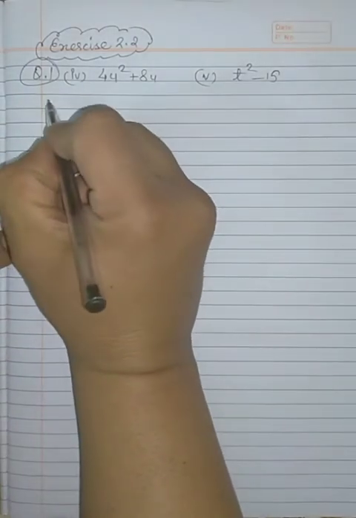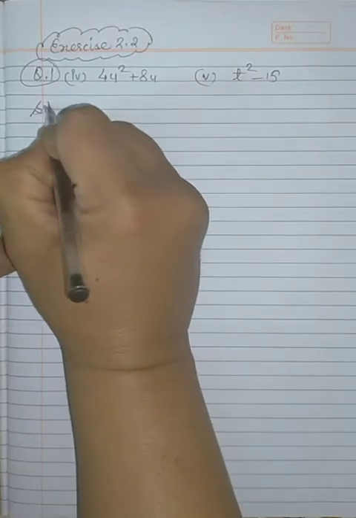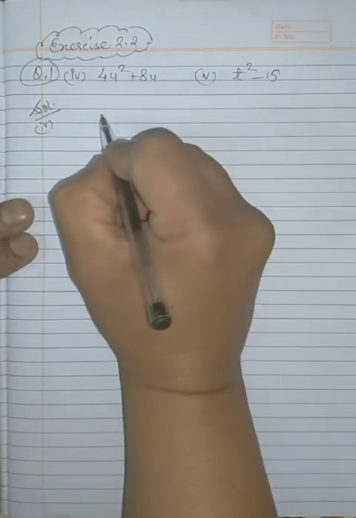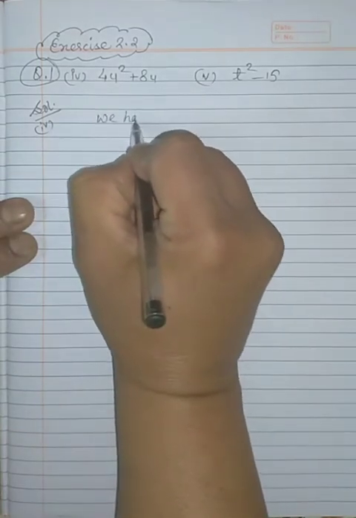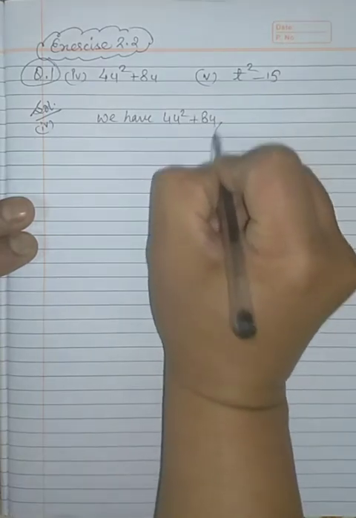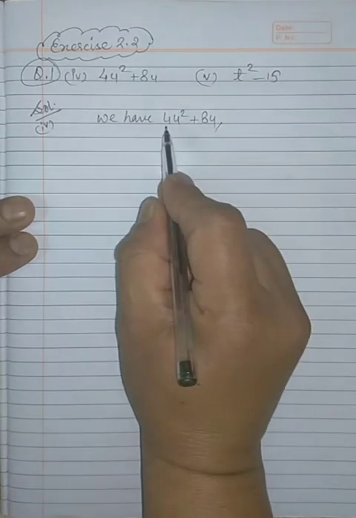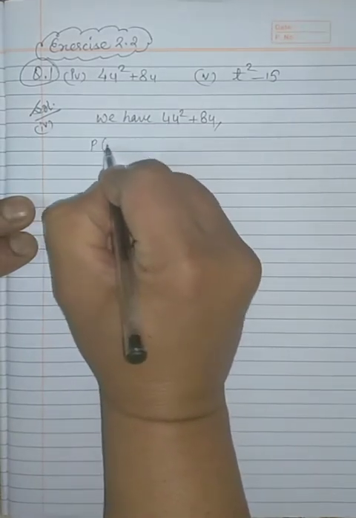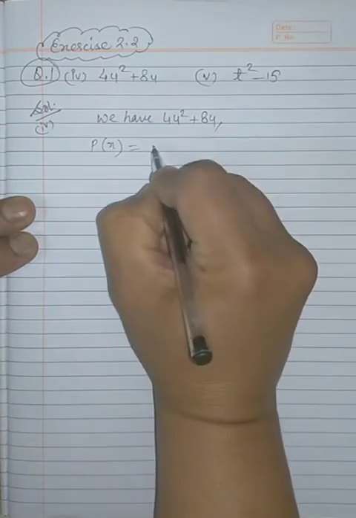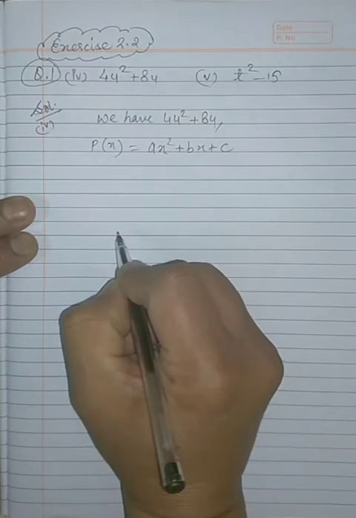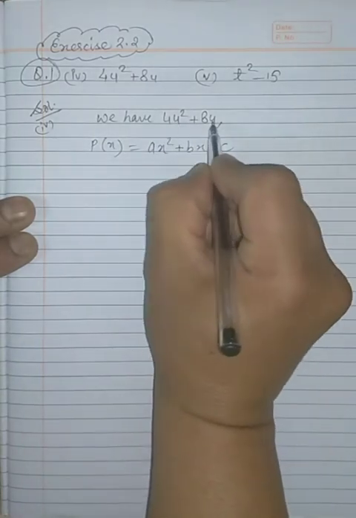Let's solve the fourth part. We have 4u square plus 8u. First of all, we should get the coefficients for this. So we will compare this with the standard form p(x) is equal to ax square plus bx plus c. Now here in place of x we are given u.